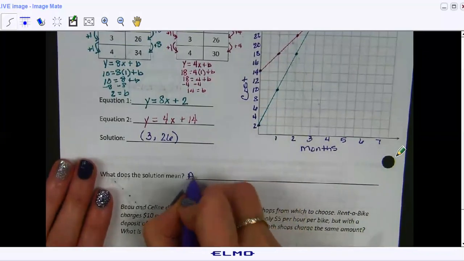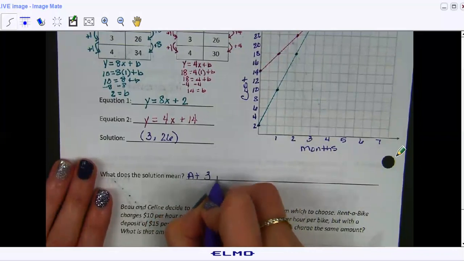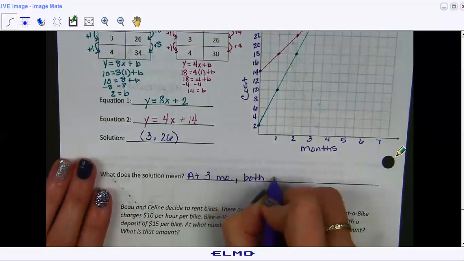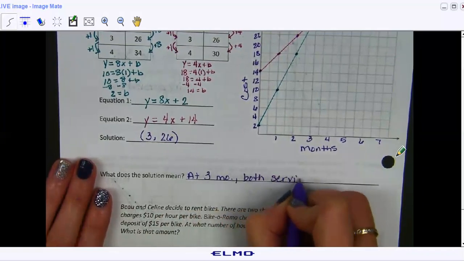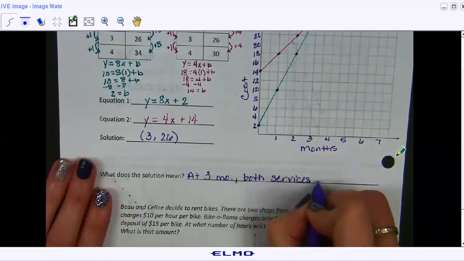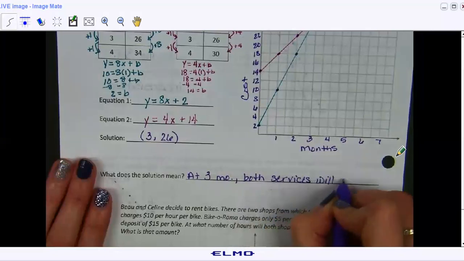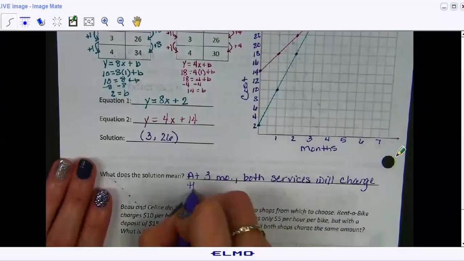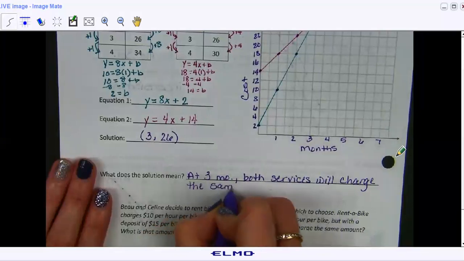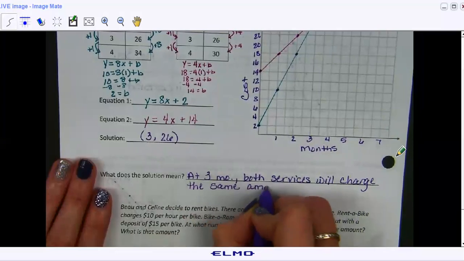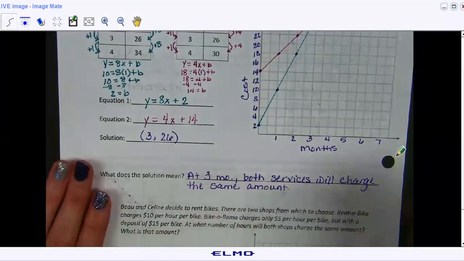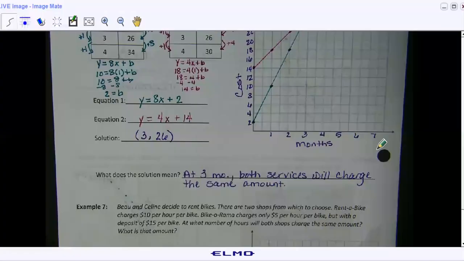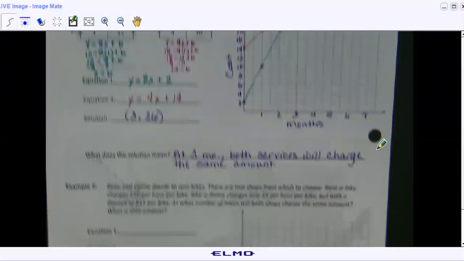At 3 months, both services will charge the same amount. No, you have to add the units. Okay, exactly. So we're going to move on to our last example.